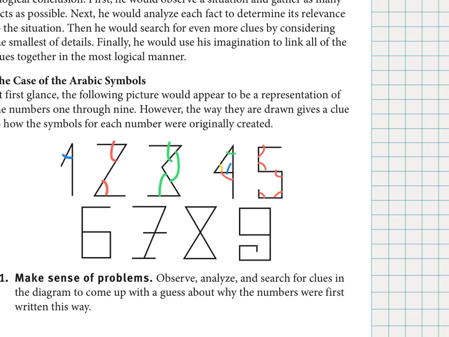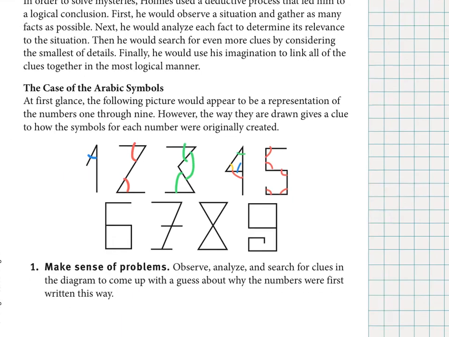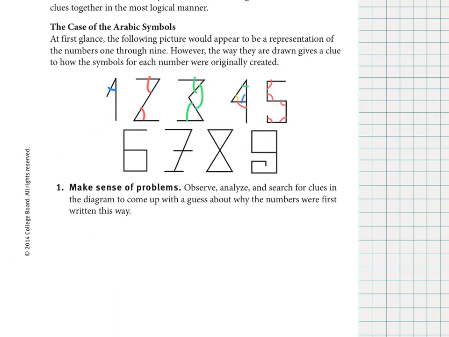Okay, so this is just kind of an example, and again, it's not an obvious thing. You might not notice it that way, but the way these are drawn, the number of angles formed is actually equal to the number itself. So if we were going to look at number 1, observe, analyze, and search for clues in the diagram to come up with a guess about why the numbers were first written this way, that might be it. We don't know for sure. I don't know if that's going to continue forever, but it kind of appears that way, at least in the numbers 1 through 9.